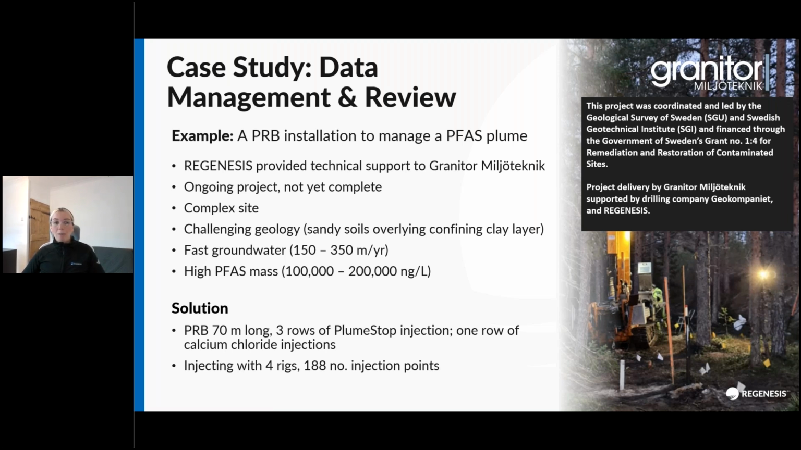And the site was complex for a number of reasons. Firstly, the geology on the site was challenging because it comprised medium to fine sandy soils overlying a confining clay layer at varying depths. The site also had fast groundwater flow, up to around 350 meters per year, and within that a high PFAS mass of up to 200,000 nanograms per litre.